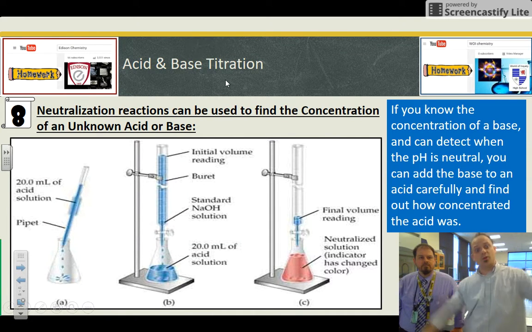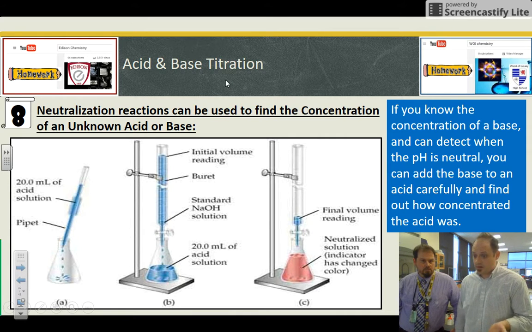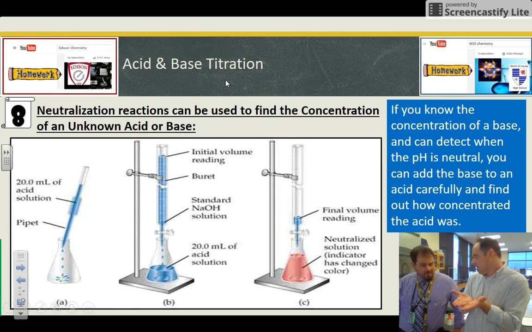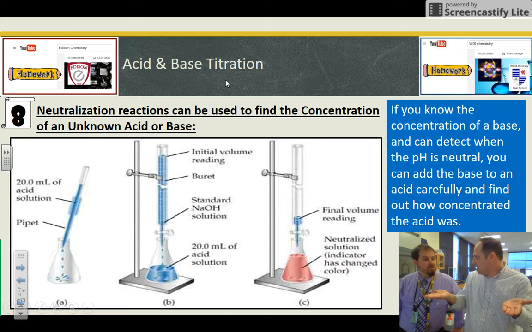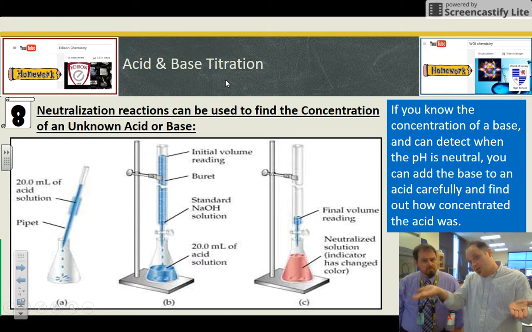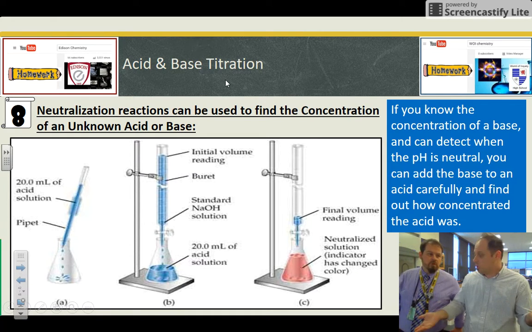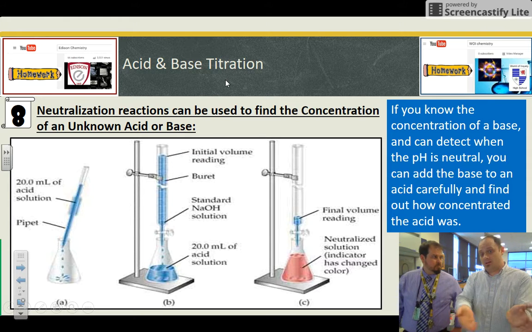Here it is. Neutralization reactions can be used to find the concentration of an unknown acid or base. If I've got an acid over here and a base over here, I know that they'll react to neutralize. If I know that this is 10 molar, and I know how much I've got, and I don't know the concentration of this, you can do something very carefully. That's called a titration, to figure out what the concentration of the unknown was. And that's what this whole lab and notes is about.